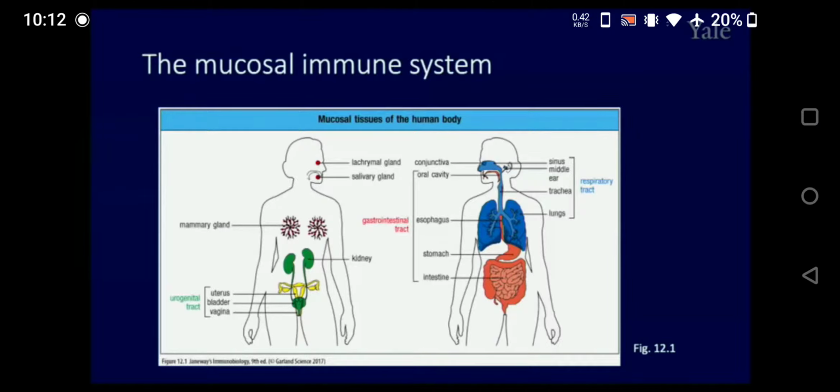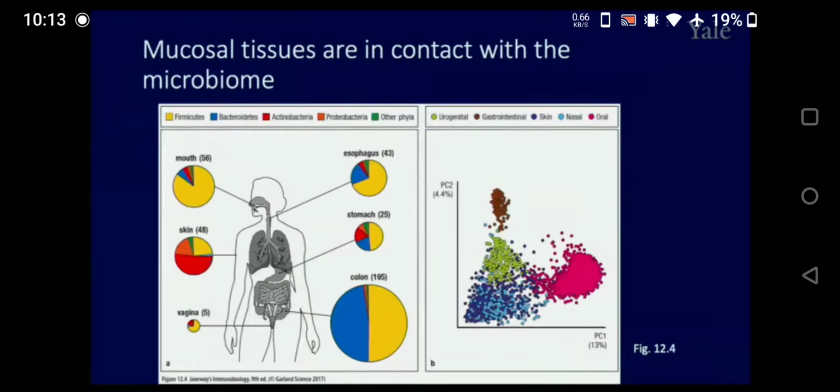The mucosa is interesting because it is in contact with the outside world, as well as the microbiome. It is also a very large surface area of the body, so this is a really important immune region or tissue. Being in contact with the outside of the body, it's also in contact with the microbiome, or the populations of bacteria that live opportunistically within our bodies.